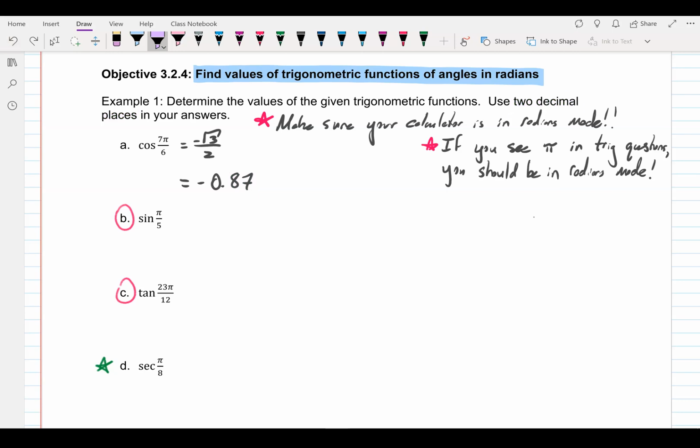I'd like you to try B and C now. I'm just going to write out the answers. So definitely give those a shot. Make sure you can get those. If you can't, try it again until you get it. And if you have an issue, let me know.